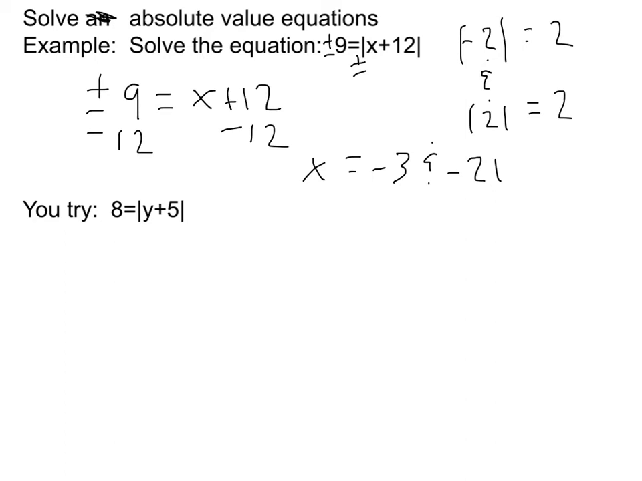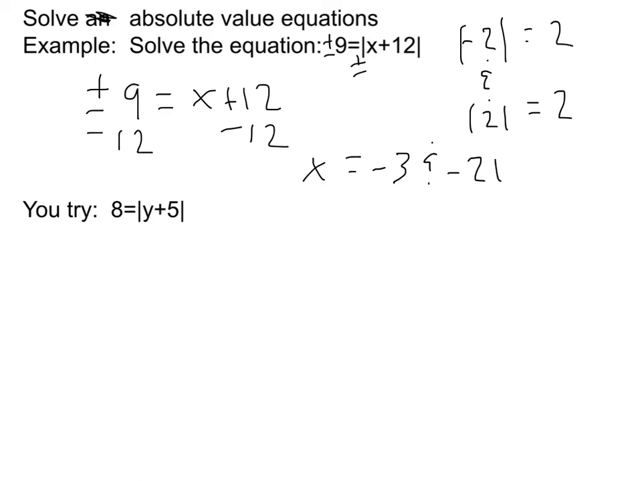So those are the two solutions for this equation. And if you plug them back in, it would make sense. If I plugged in a negative 3 for x, negative 3 plus 12 is 9. The absolute value of 9 is 9. If I plugged in negative 21, negative 21 plus 12 is negative 9. The absolute value of negative 9 is also 9. So both solutions work. Go ahead and hit pause and you try this next one.